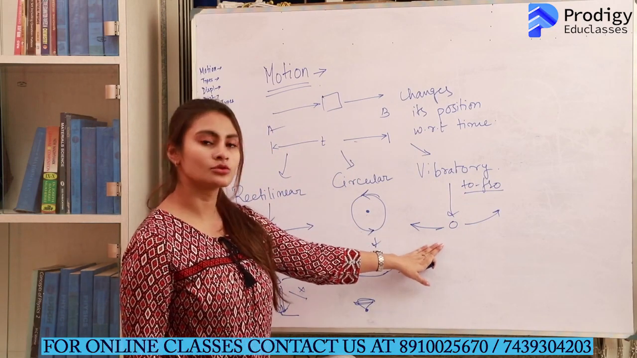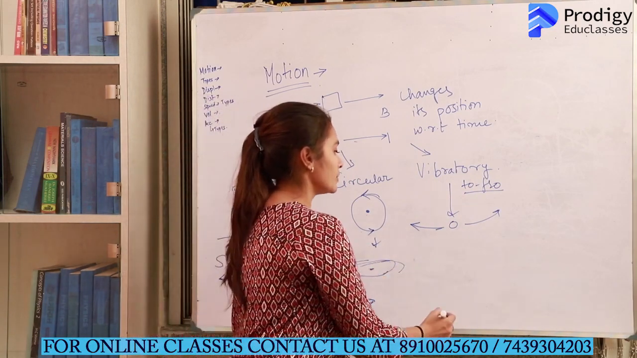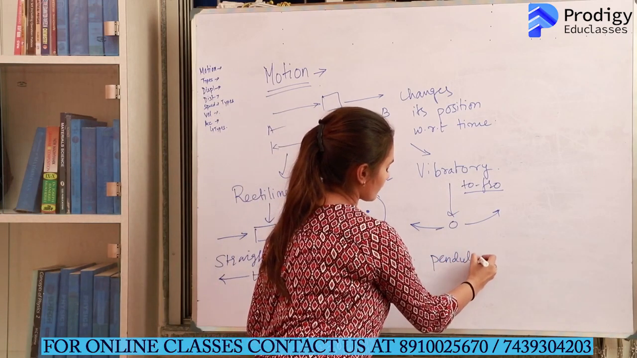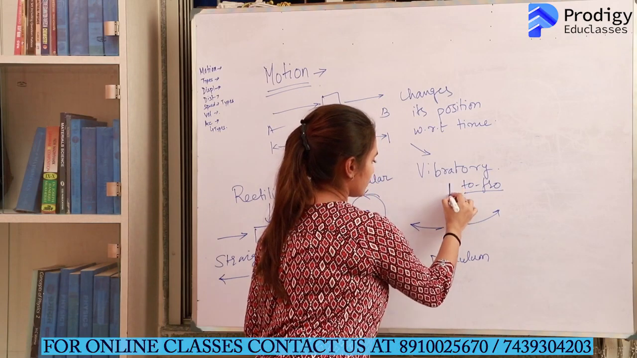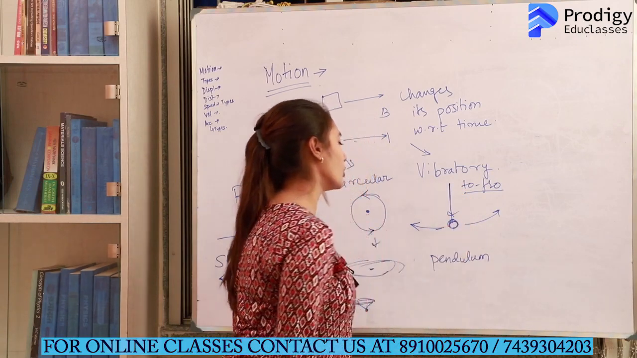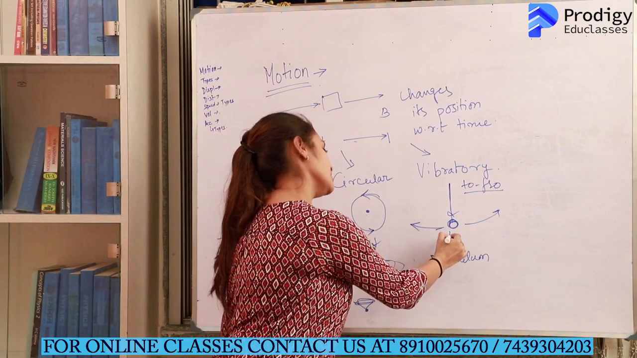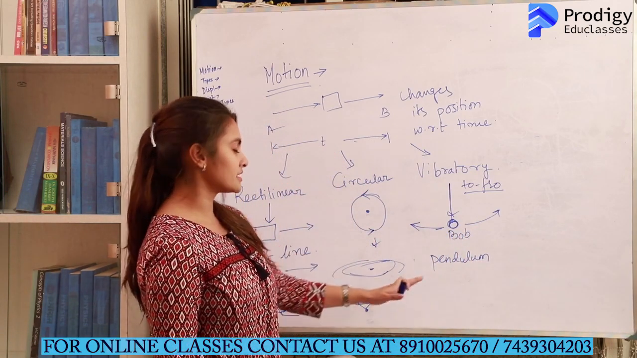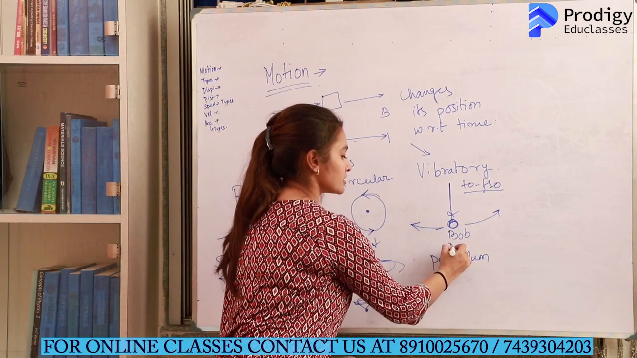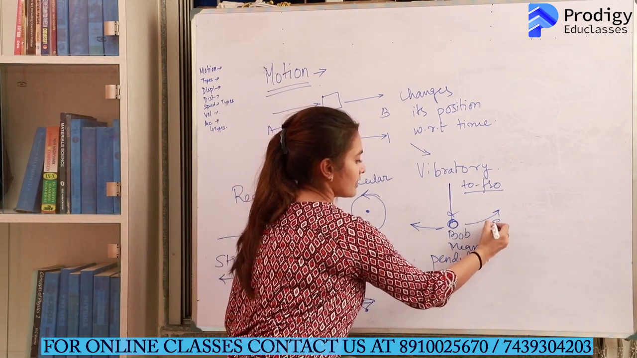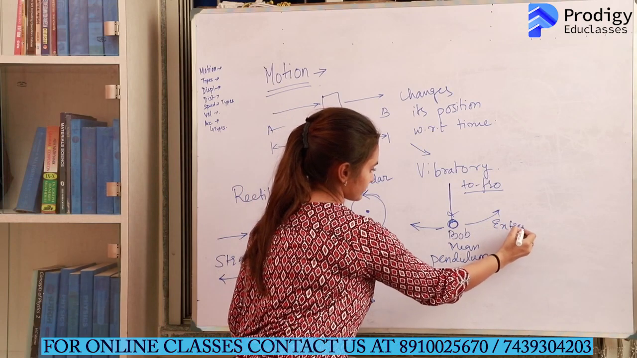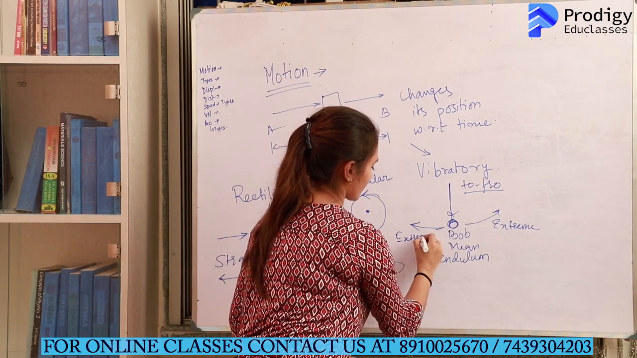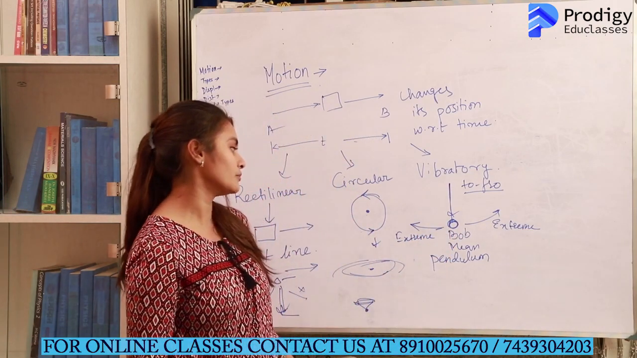Now, to understand this to and fro movement, we may take the example of a pendulum. In case of a pendulum, we hang a ball on a string, and this ball is known as bob. Now, in a simple pendulum, there are two positions: the mean position and the extreme position. What happens in case of a simple pendulum?